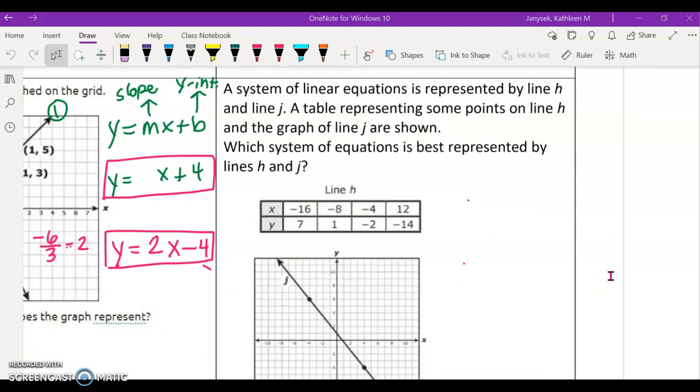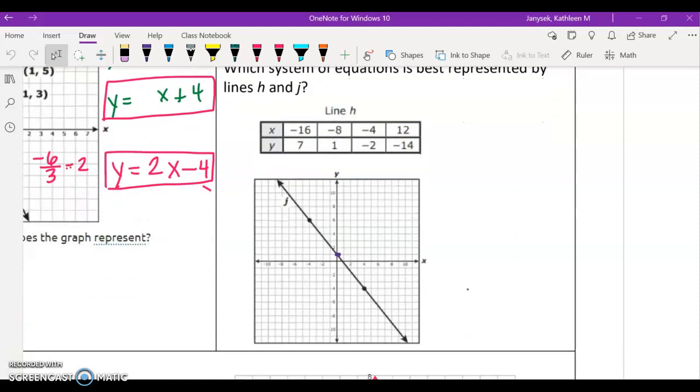In this problem, we need two equations, one for the table and one for the graph. We're going to look at the graph first because we literally just did graphs in the last problem. So you can see the y-intercept is right here at positive 1. So y equals mx plus b. My b is a positive 1 because that's the y-intercept. And I have 2 points to find my slope.